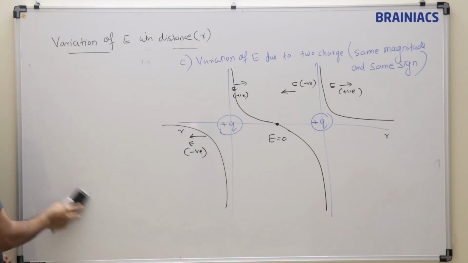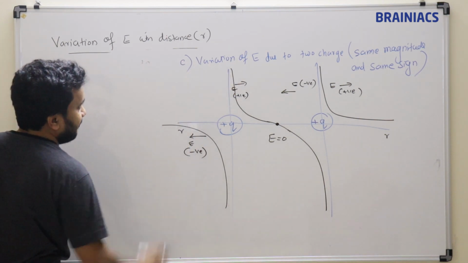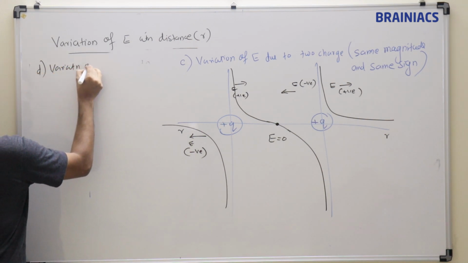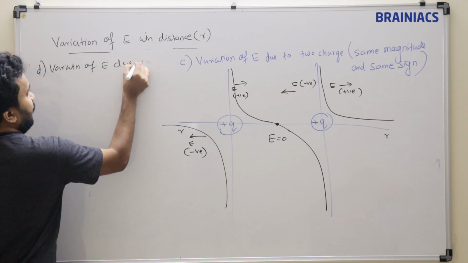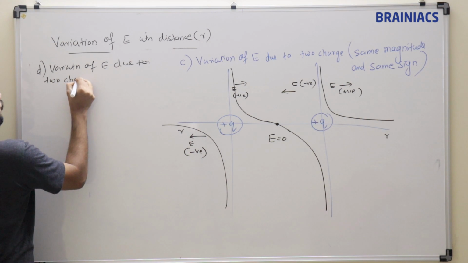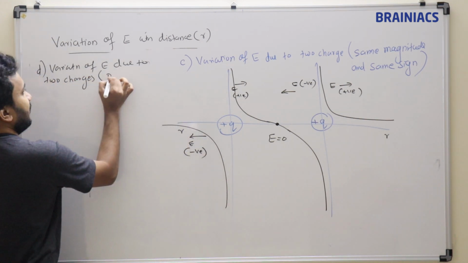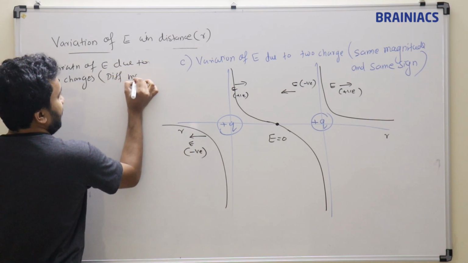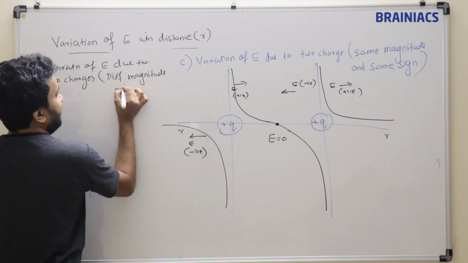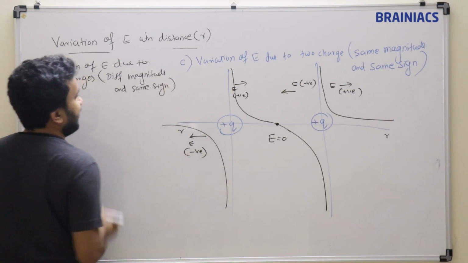Okay, what's the section D talking about? D is talking about variation of electric field due to two charges. Same way, due to two charges. Only difference, I am not taking same magnitude, but different magnitude and same sign.